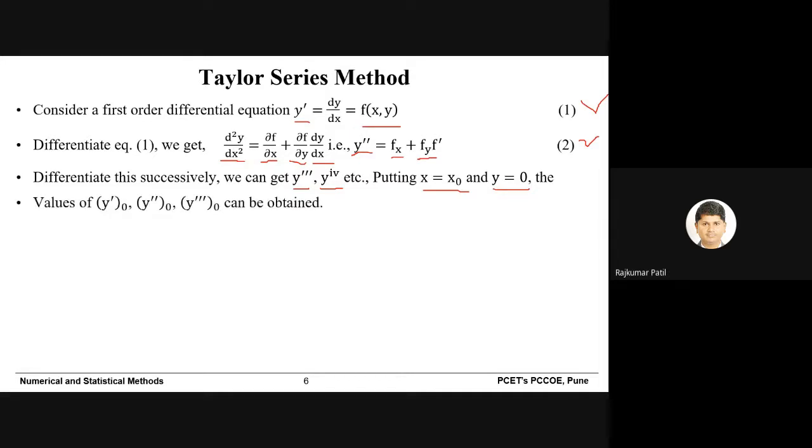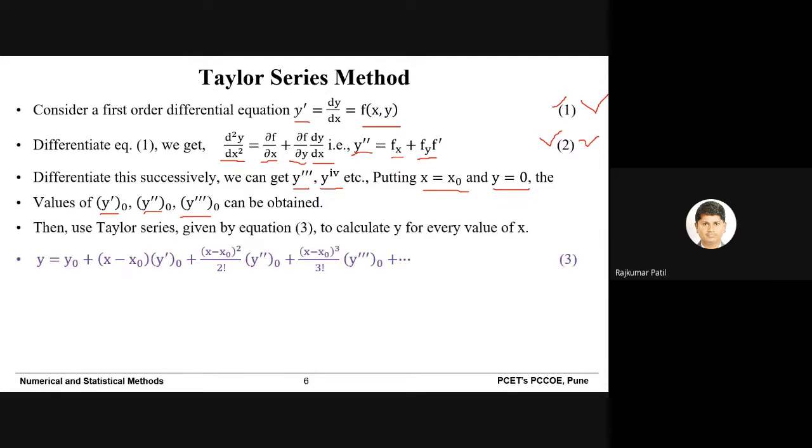Then put these initial conditions in equation number 1, equation number 2, equation number 3, and all the equations of higher degree. And from that you can calculate y dash naught, y double dash naught, y triple dash naught, and so on. So you will have these values with you. And once you calculate these values, then you can use a Taylor series given by equation 3.